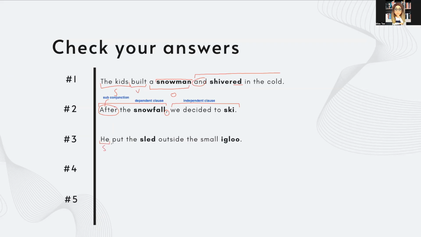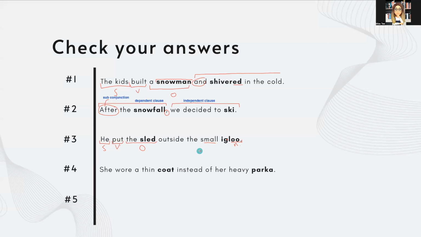He is the subject, put is the verb, the sled is the object, outside is a preposition, and it says outside what? Outside the small igloo. So we just have one adjective here for the noun igloo. All right, so the most difficult word here to spell is igloo. Igloo is a really uncommon word in English, so I would split it up like this, igloo, really focusing on these two O's.